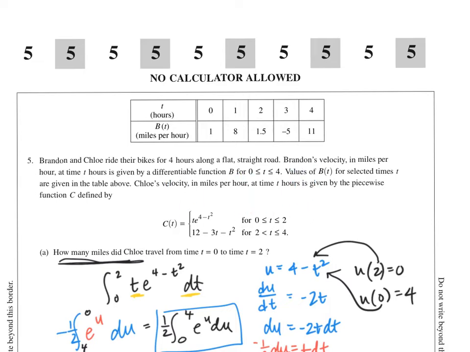Minutes, I believe, hours. Brandon's velocity was 1.5. Well, for Chloe's velocity 2 hours in, we need to decide whether to use the top function or the bottom function, because t could be less than or equal to 2. We're going to use the top function, which was t times e to the 4 minus t squared. Should we use the top or the bottom function? The top, since t is less than or equal to 2. Now look at the table. His velocity at 0 hours was 1 mile per hour.